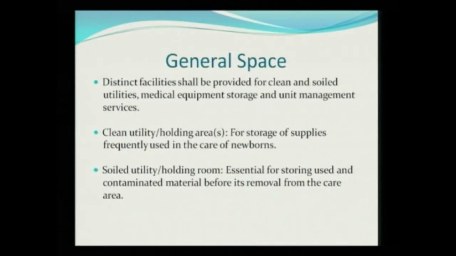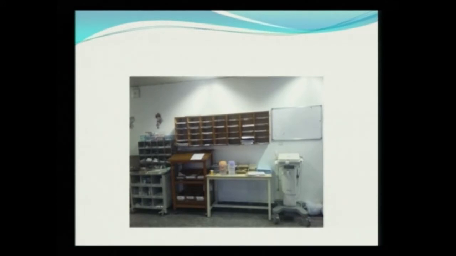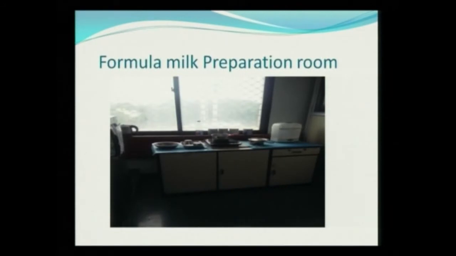This is the general space for all the soiled utility items. These are our NICU protocols for different things. This is the area where each and every document is kept. Along with the picture, you can see there's a portable ultrasound machine on it. This is the room where we usually prepare the formula milk.